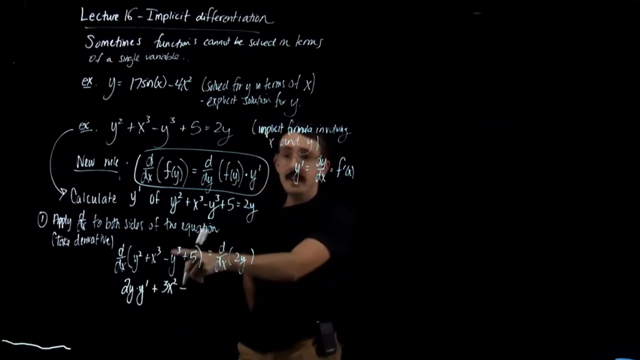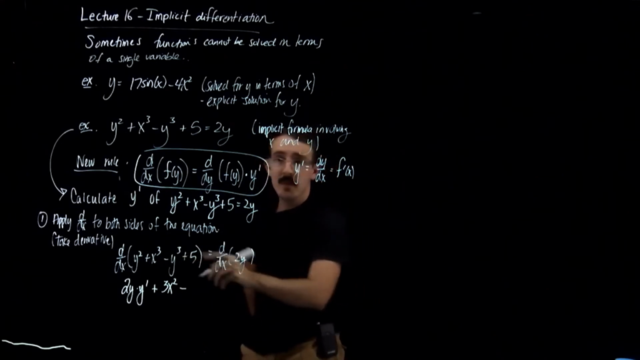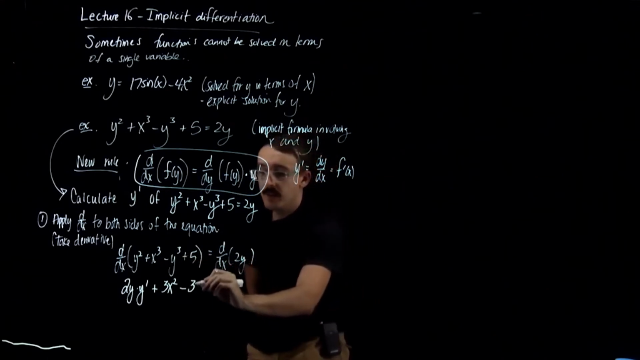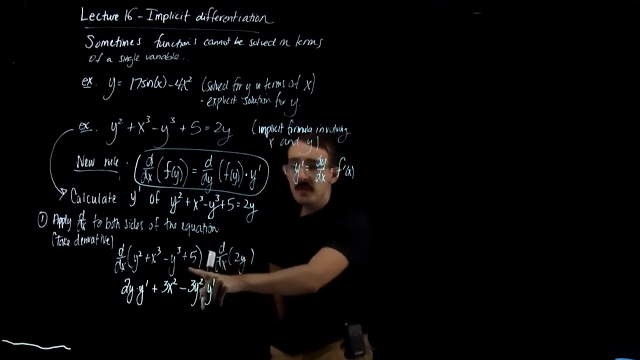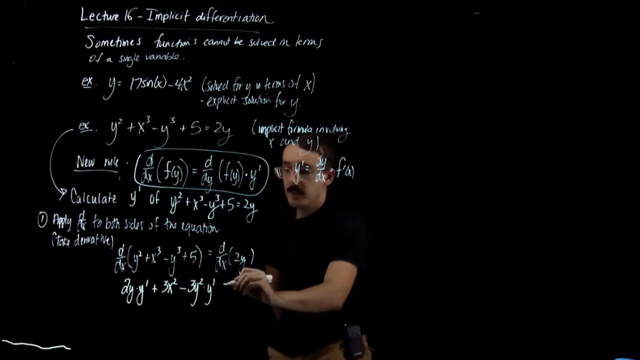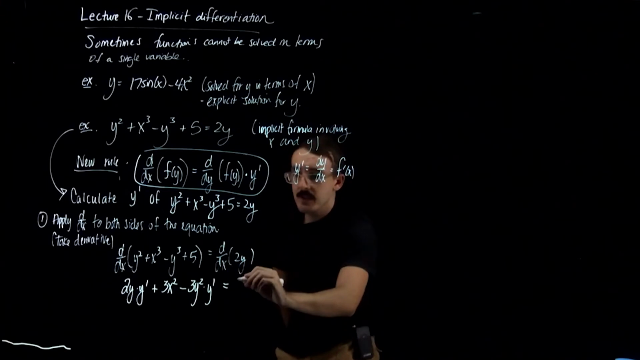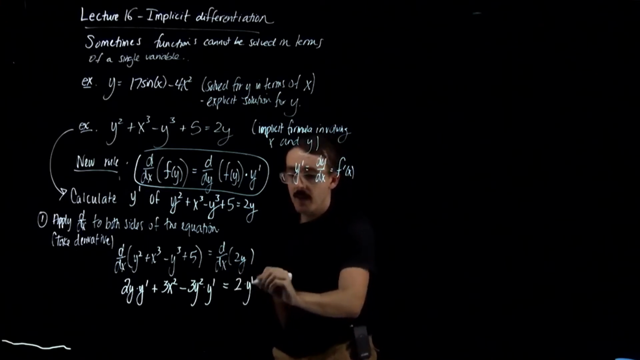minus. This expression involves y's, so I need to remember a y prime for this one. So derivative of y cubed is going to be 3y squared, and then tack on that y prime. Derivative of 5 is just a constant. It doesn't involve y's, so that's just going to be 0 equals. This one involves y's. Derivative of 2y would be 2, and then I have a y prime as well.